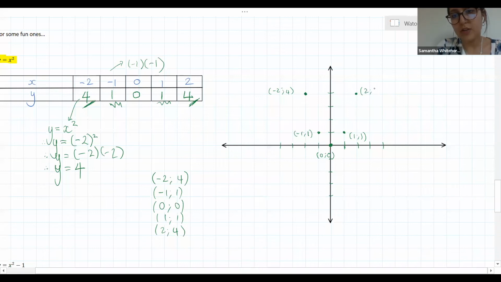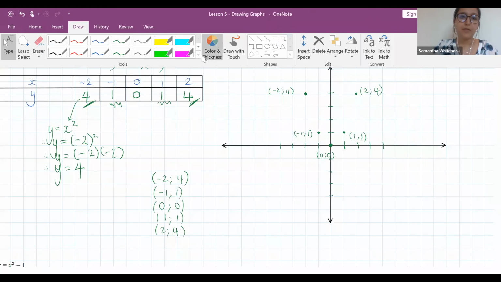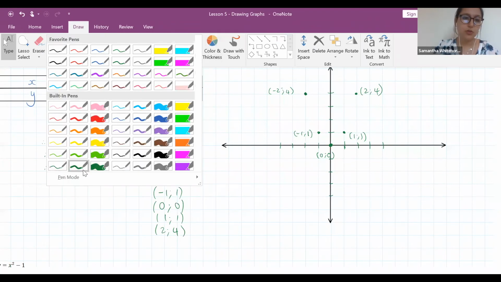And so if we look at the shape of this graph, this is definitely not linear. There's no way I can draw one solid straight line joining all of these dots. So this is now where our curves come in. Right, now when we draw this, we just do the best we can.